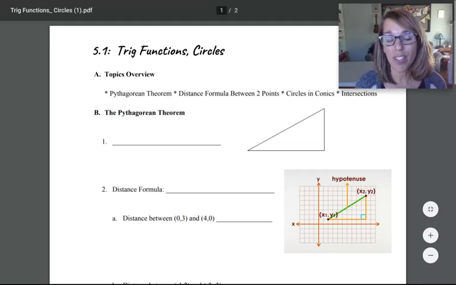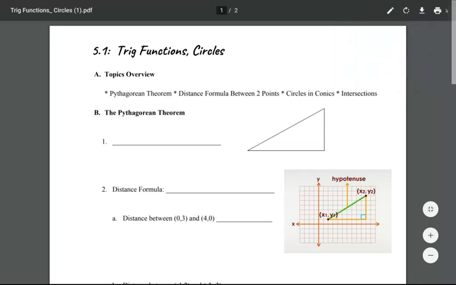And they're used in all different sorts of applications. Particularly, they're used a lot in construction and surveying. So let's go ahead and dive right in with the Pythagorean theorem.